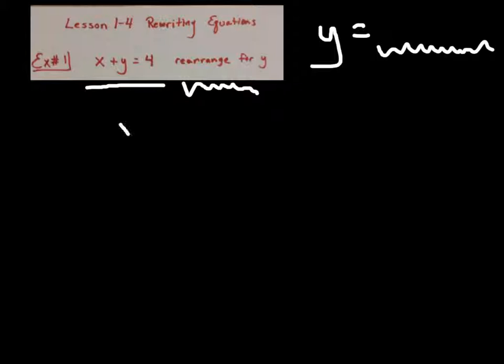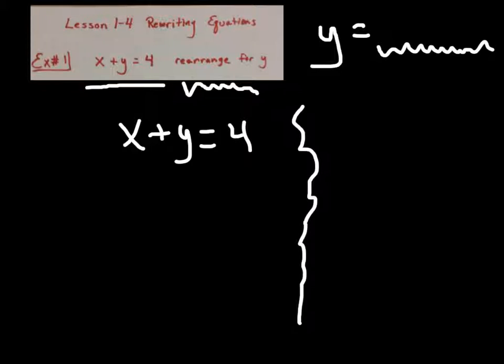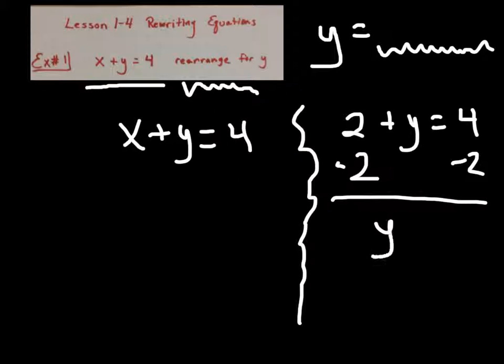So for this first problem, x plus y equals 4, I'm going to compare this equation to something you might be a little more familiar with. If I had a problem like 2 plus y equals 4, and I asked you to solve, I bet many of you could tell me how to do that. You would subtract 2 from both sides, and you'd end up with y equals 2. 4 minus 2 is 2.